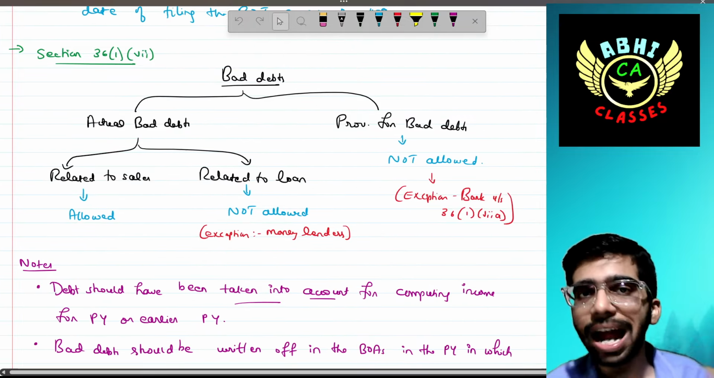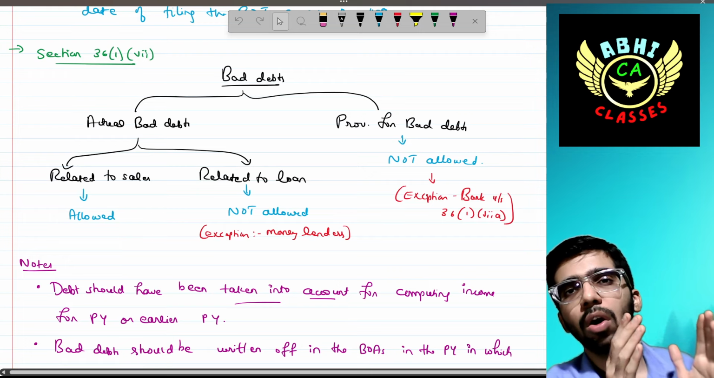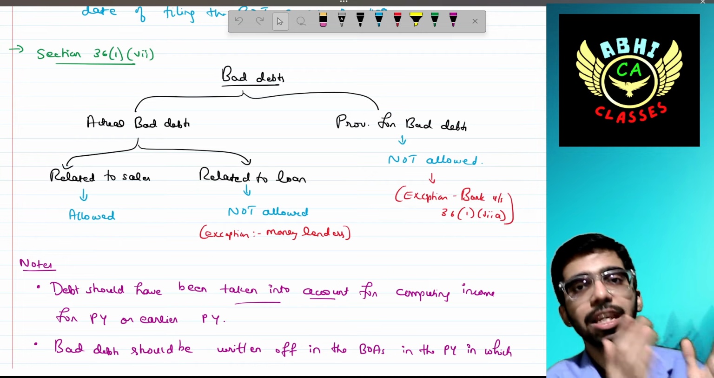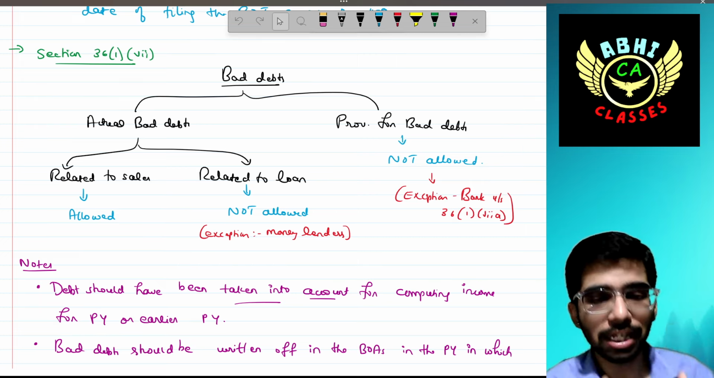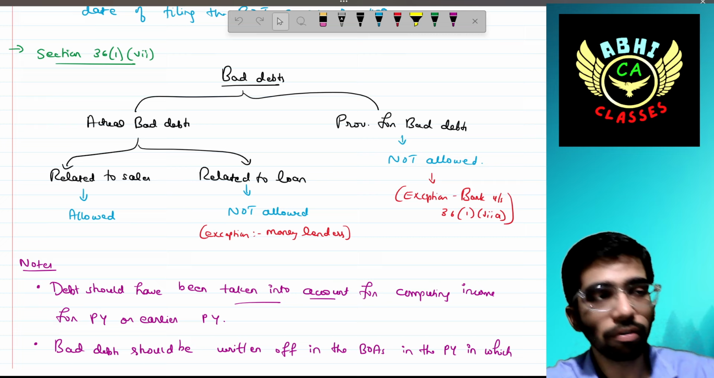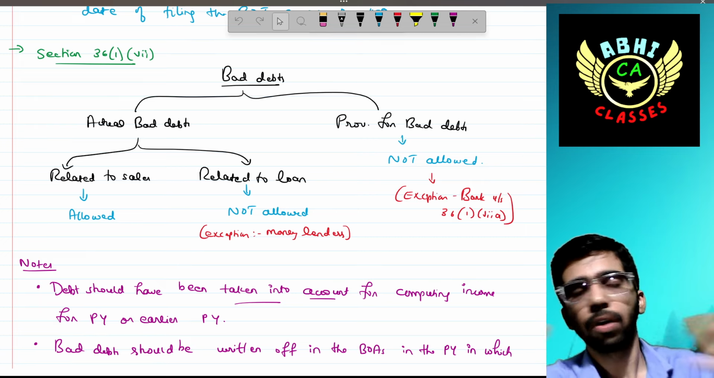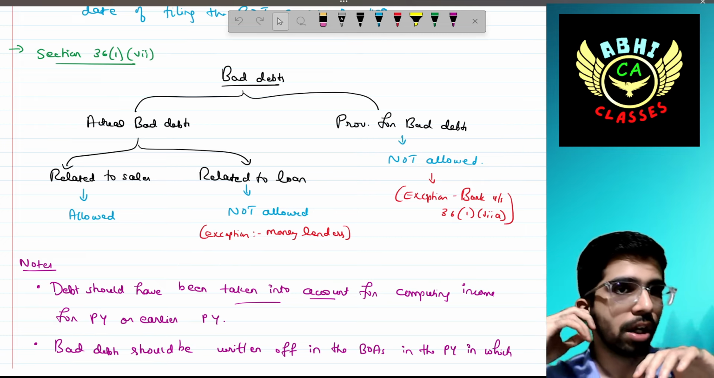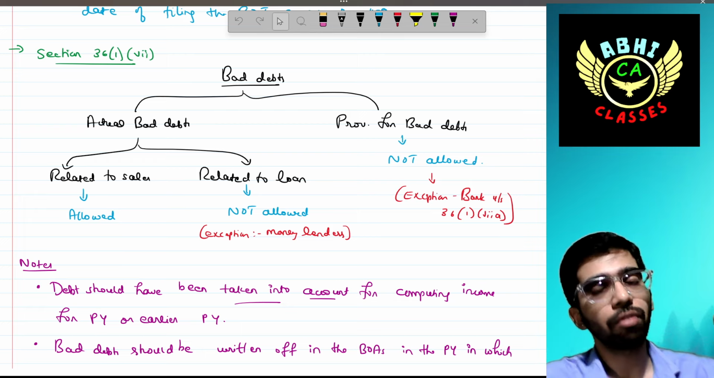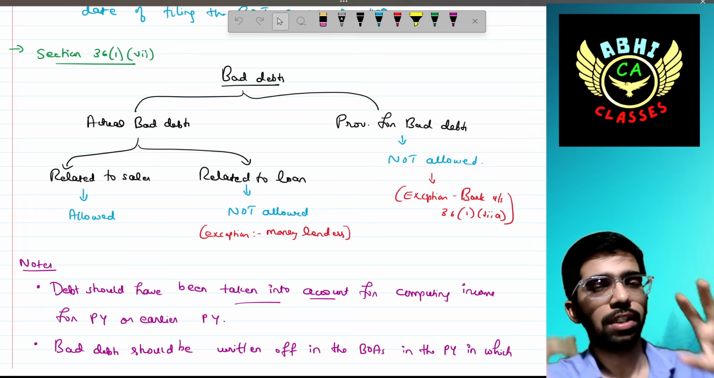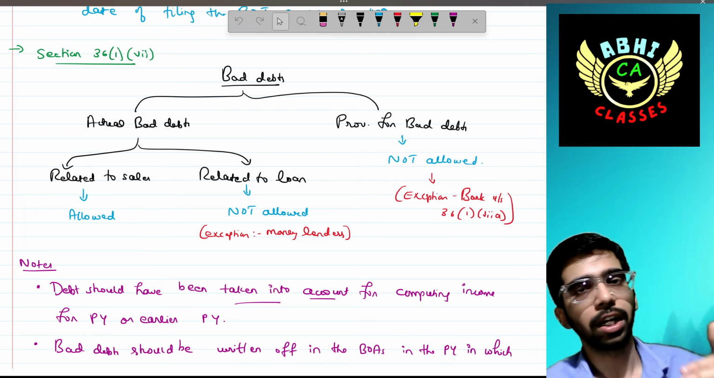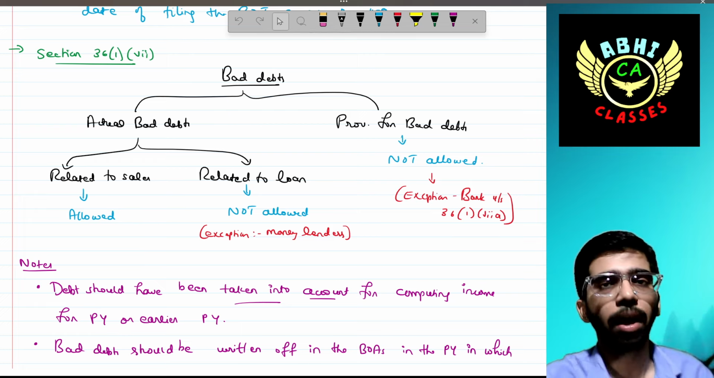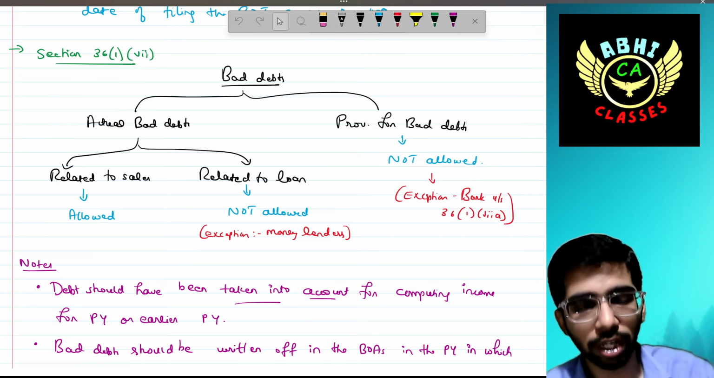Section 36(1)(vii) covers the bad debt deduction. If any person has debited the bad debt amount in his profit and loss account, we first have to see its nature, its brief explanation, and its classifications: the actual bad debt and provision for bad debt. There would be two cases. One is bad debts written off. Another is provision for bad debt, which we have already seen in your 12th grade or in your foundations.